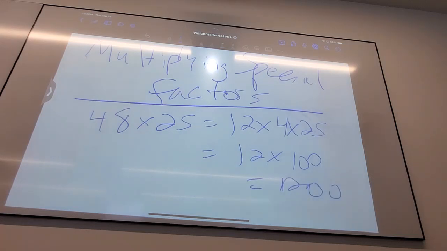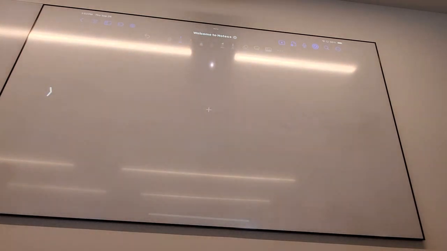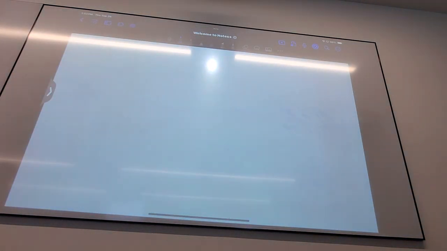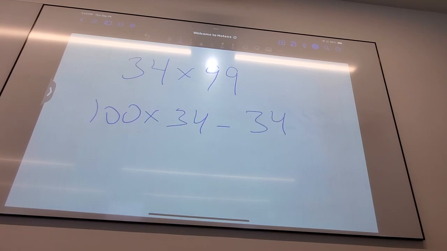Something else that's a special factor in a different way that we haven't talked about yet. 99, believe it or not. So if I had to do 34 times 99, that seems horrendous. But if you think about it, what does that really mean? That means I have 99 34s, correct? What would have been much better is if I would have had 100. So I can say, okay, this is 100 34s minus 1 34. Do you guys see what I'm saying?